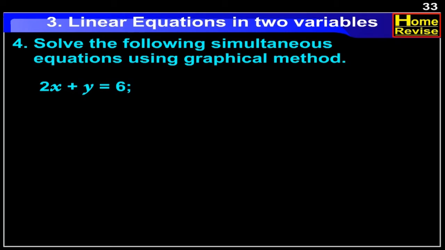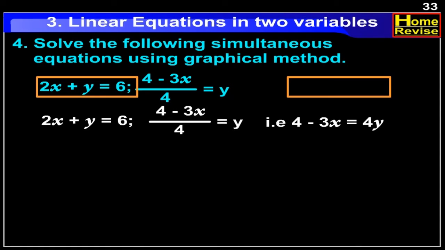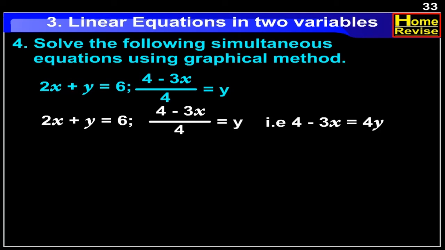2x plus y is equal to 6 and 4 minus 3x upon 4 is equal to y. To draw the graph of the two given equations, we will find two solutions of each equation. For that, we need to make tables.